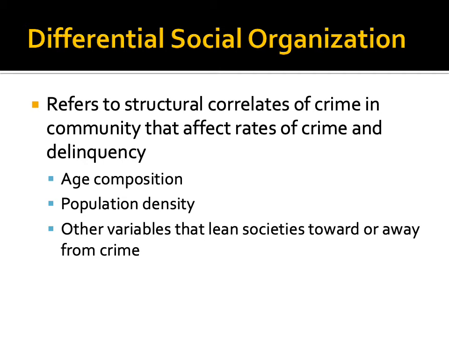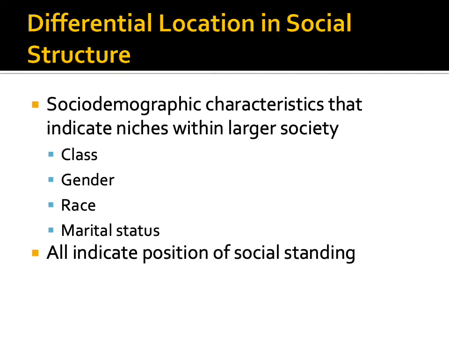And so you see how the social organization here is different. If you have gauged ears in Manhattan, no one really cares, right? Because there's 50 million people there. You got every possible thing in New York. Your differential location in the social structure is the second variable. And these are the socio-demographic characteristics that indicate niches within larger society.